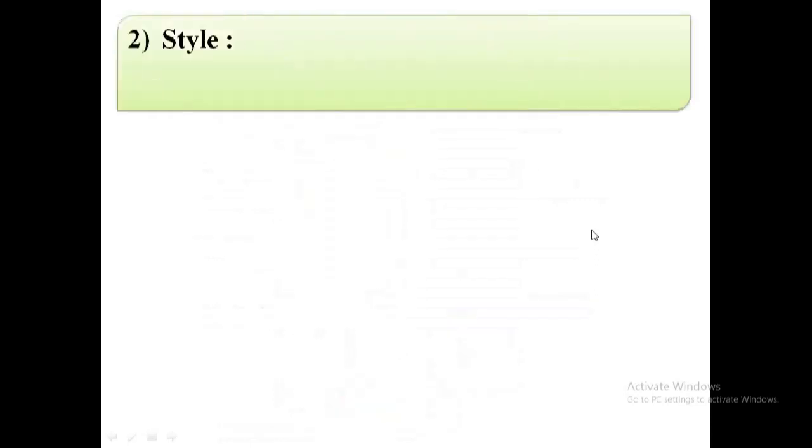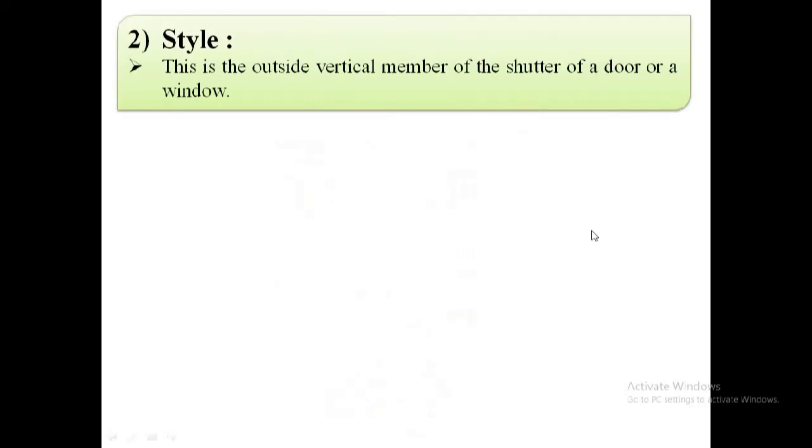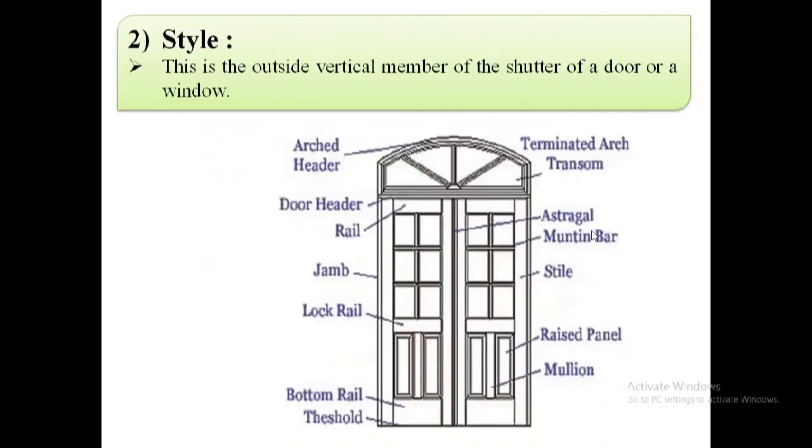The second technical term is stile. A stile is the outside vertical member of the shutter of a door or a window. In this image we can see this is the shutter, and here you can see the stile. This outside vertical member of the shutter of a door or a window is known as the stile.